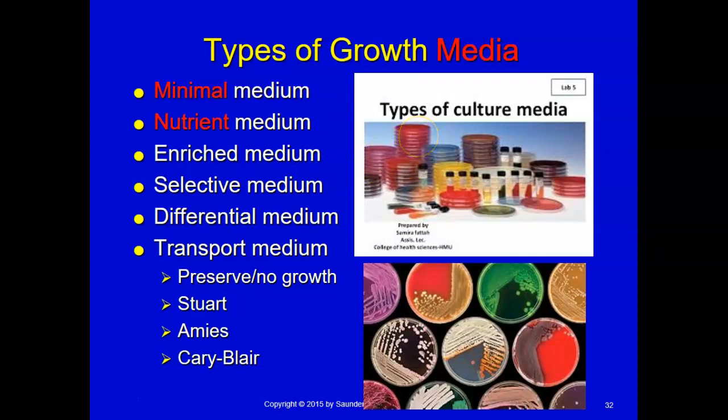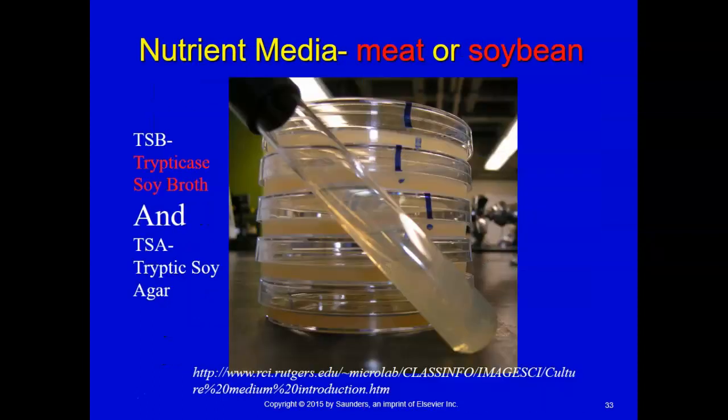So we're going to come back to this one. Nutrient media, as I said, contains meat or soybean extract. An example of a nutrient media is nutrient broth such as trypticase soy broth, and also trypticase soy agar. So this would be the broth in the front, and then this is the agar in the back, these plates.